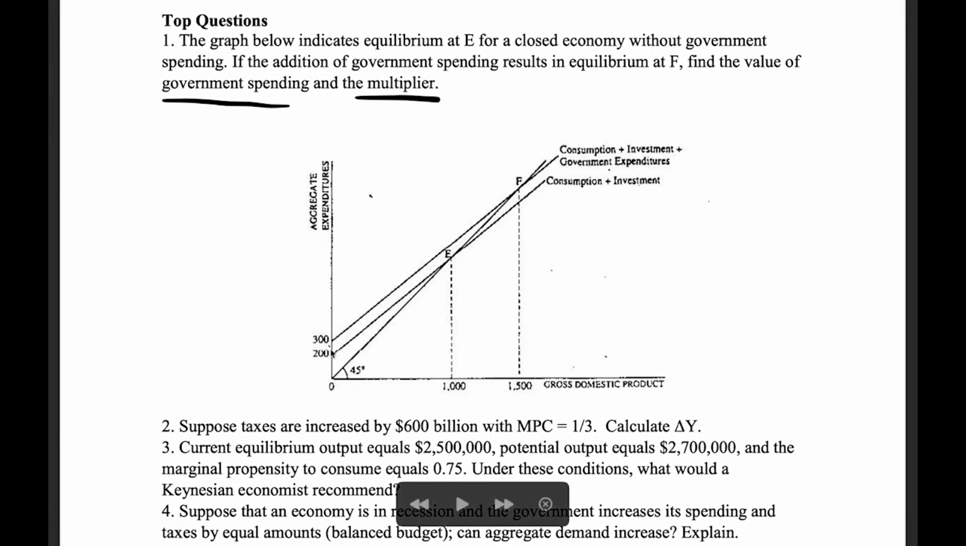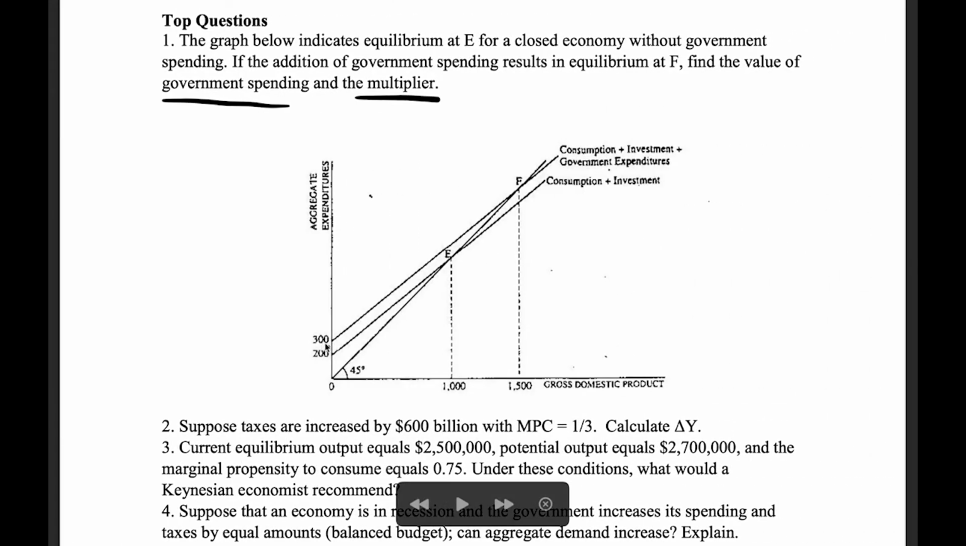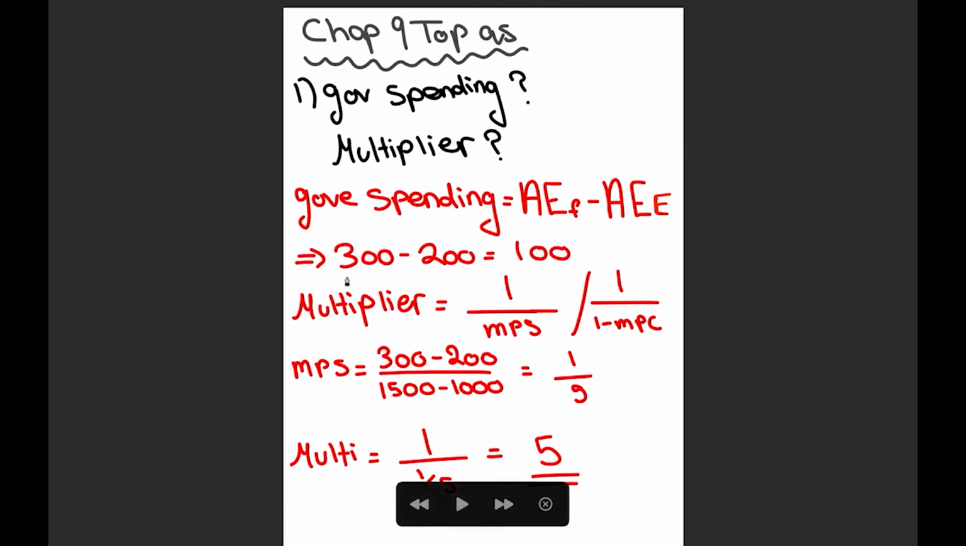Let's look back at the graph. What's the aggregate expenditure of F? It's 300. If we want to make sure, we can trace along this line and we'll see the point is at F. The aggregate expenditure of E is 200. Let's trace above that line and we find that it's the point at E. So just simply we do 300 minus 200, which is 100, and we get our answer.